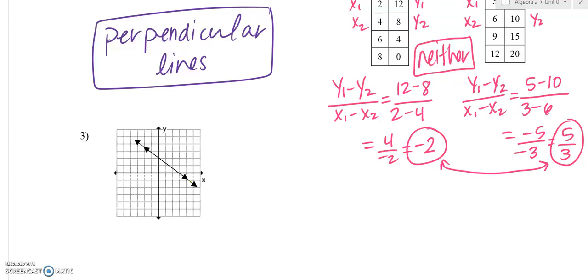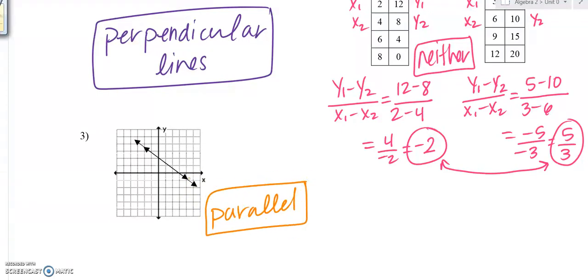perpendicular, or neither? And this is where it gets a little bit tricky and you kind of have to think outside the box. In fact, these lines would be parallel. And the reason being is that they must have the same slope because they are basically the same line. Okay?